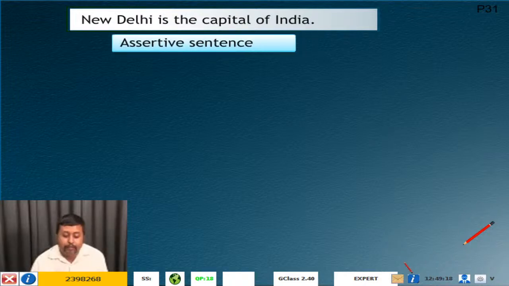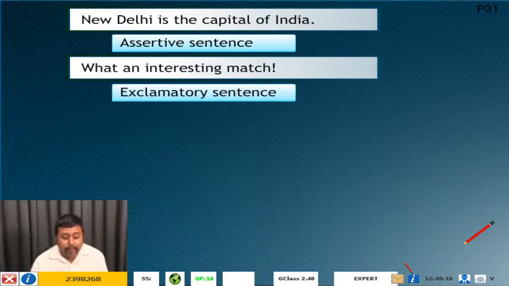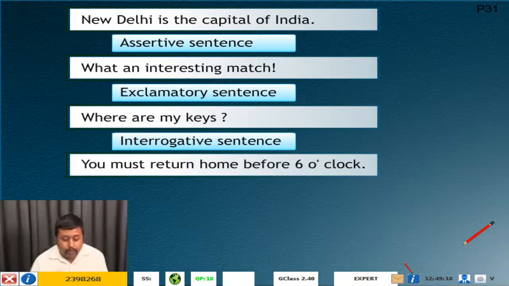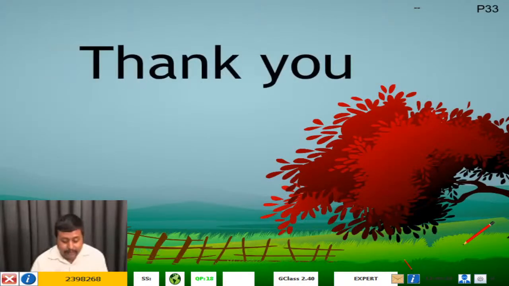New Delhi is the capital of India. That is an example of what? Assertive sentence. What an interesting match. An exclamatory sentence example. Where are my keys? It's an interrogative sentence. You must return home before 6 o'clock. An example of an imperative sentence. Right then?